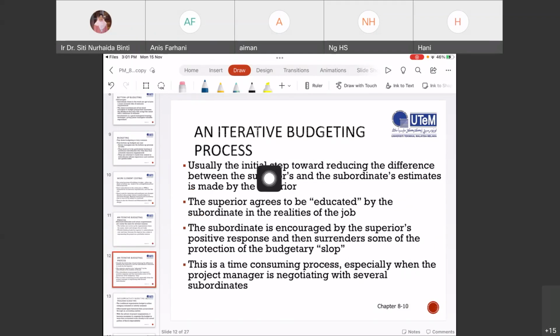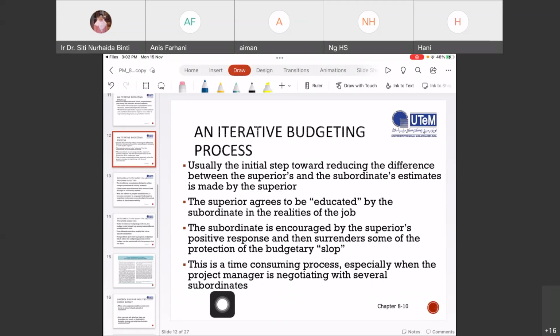So, iterative budgeting, continuation, is usually the initial step toward reducing the difference between the superior's and the subordinate's estimates. The superior agrees to be educated by the subordinate in the realities of the job. The subordinate is encouraged by the superior's positive response and then surrenders some of the protection of the budgetary slack. This is a time-consuming process, especially when the project manager is negotiating with several subordinates.